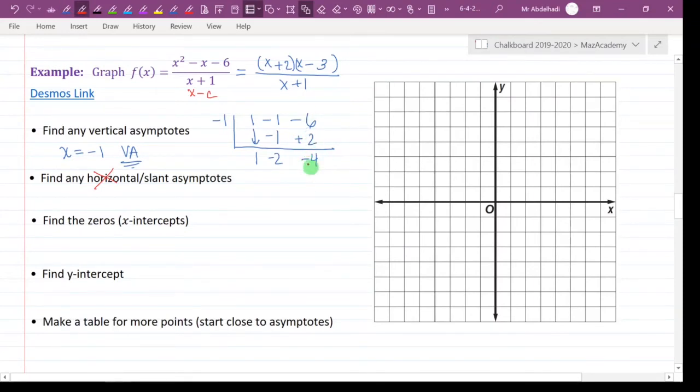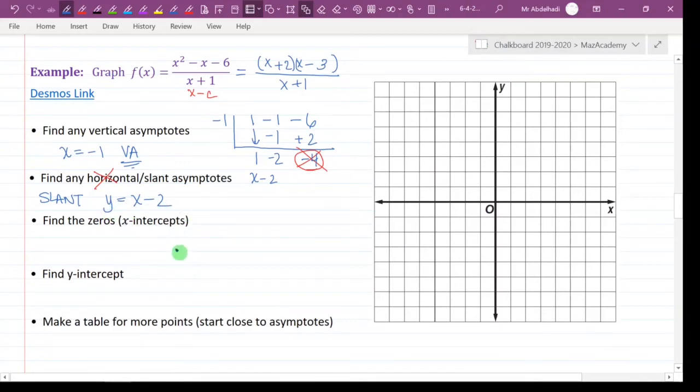Now, what do you do with the remainder? Well, if you were paying attention yesterday, we don't worry about the remainder. The remainder is not going to be used. So what is this that you're getting here? This is going to be the equivalent of x minus 2. So what's your slant asymptote? y equals x minus 2. We're going to graph this vertical asymptote. We're going to graph this slant asymptote.